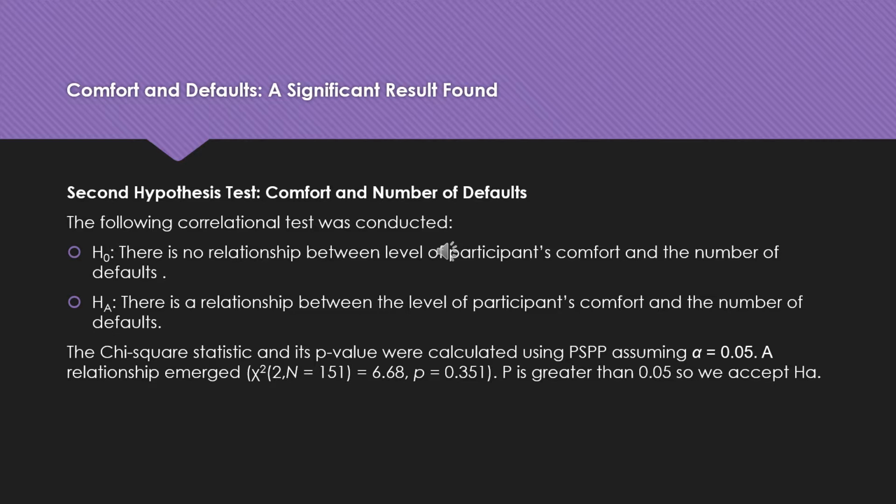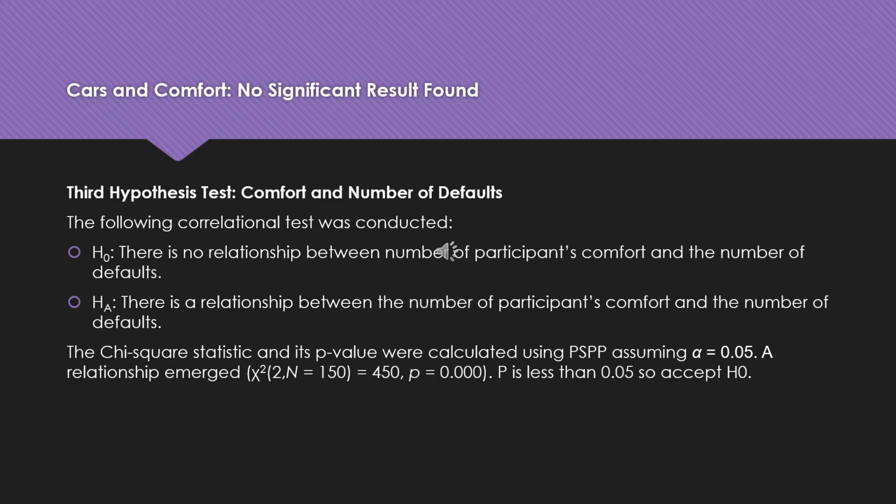The chi-square statistic and its p-value were calculated using PSPP, assuming alpha 0.05. A relationship emerged, chi-square 6.68, p-value 0.351. P is greater than 0.05, so we accept the alternative hypothesis.